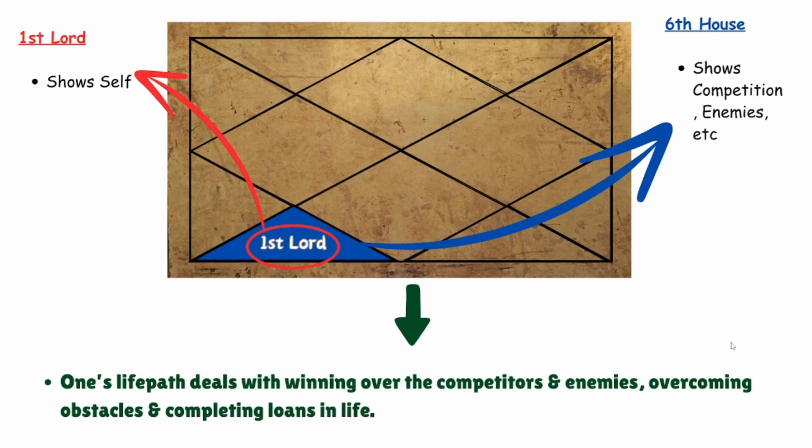First lord is a lord of self, and sixth house is a house which shows competitions and enemies. And first lord also shows your life path. So your life path is going to be majorly to deal with winning over your competitors, winning over your shadripus, winning over your enemies, and to overcome the obstacles of life and completing loans in your life which will come from time to time. So this is basically the gist of your life.